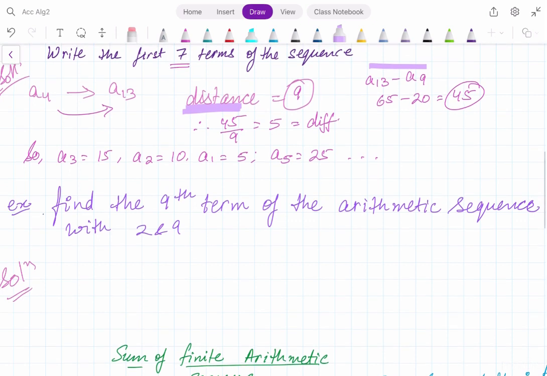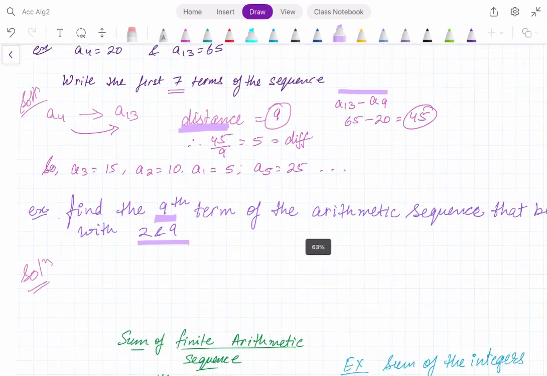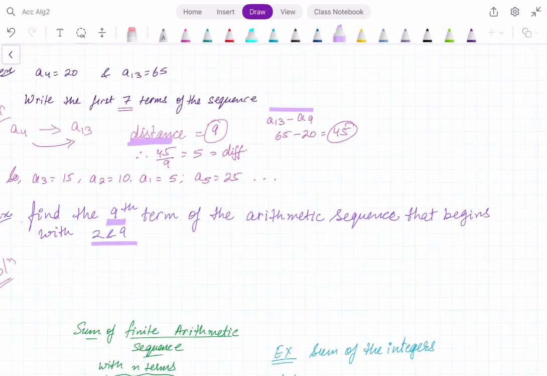Now this question is a little bit interesting because in this one, they are saying find the 9th term of the arithmetic sequence that begins with 2 and 9. They have not specifically mentioned what they mean by the first two terms, so what they want to imply is A1 and A2. So A1 and A2 are given. And if you look at the difference between A1 and A2, the common difference is 7.